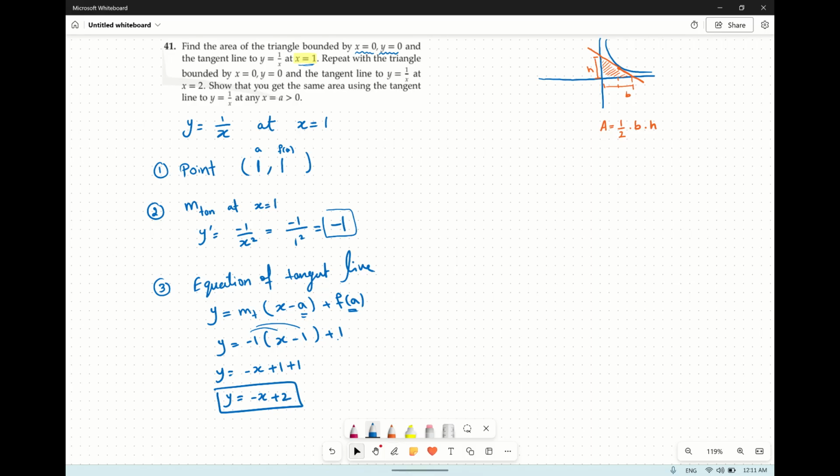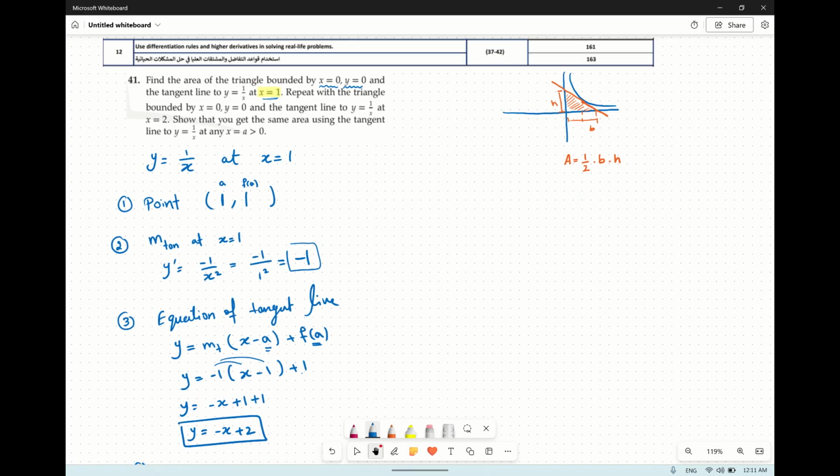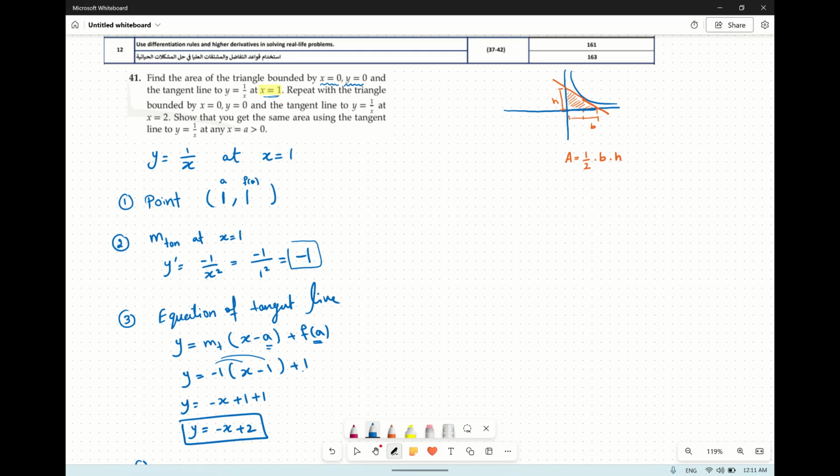Now, step number 4, we need to know how much the base is. If you notice, the line is going to cross the x-axis at this point. If I know where this point is, for example, let's say the line crosses the x at 5, so what does this tell me about the base? From here to here is how much? 5. Same thing here. If this line crosses the y at, let's say, 2, so what does this tell me about the height? It will tell me that the height is 2. So this is what I need to find now.